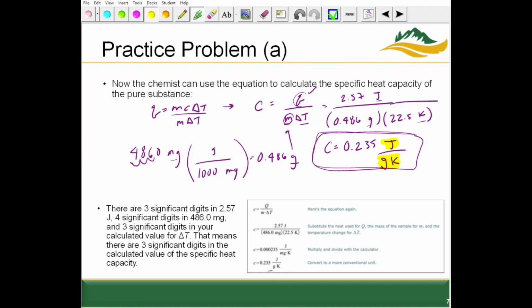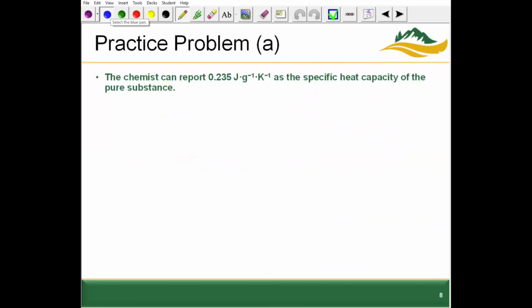So watch out for different unit conversions that we need. Fortunately for the delta T, we didn't have to convert each individual temperature into Kelvin, because delta T in terms of Celsius is the same delta T in terms of Kelvin. So in solving this one, we say the chemist can report 0.235 joules per gram Kelvin as the specific heat capacity of that pure substance.